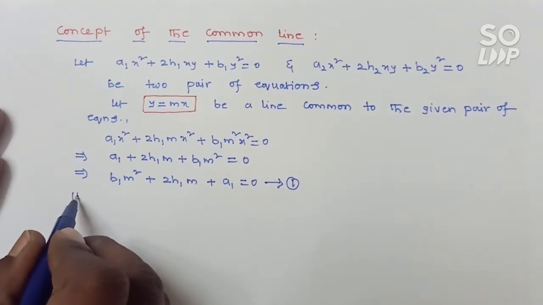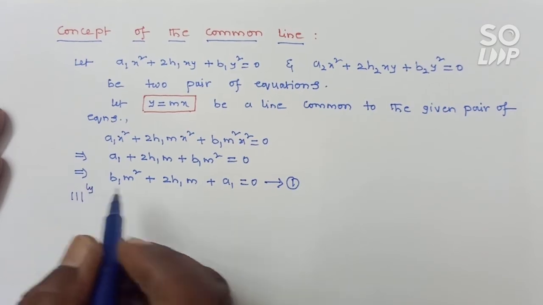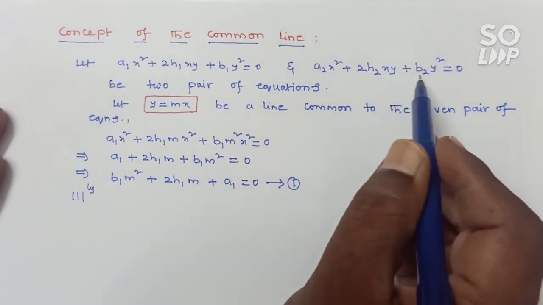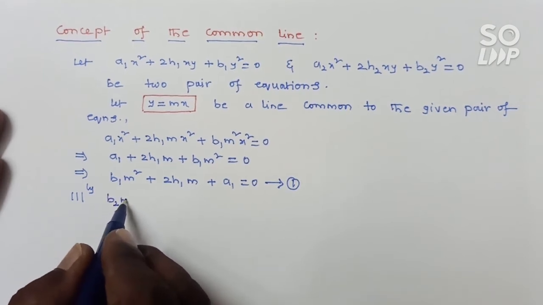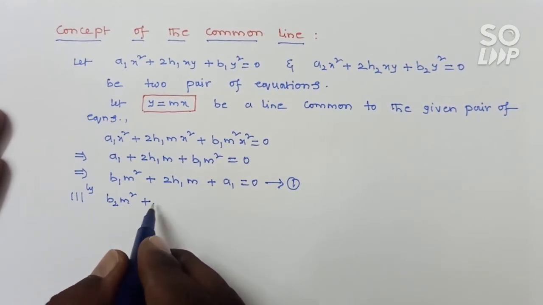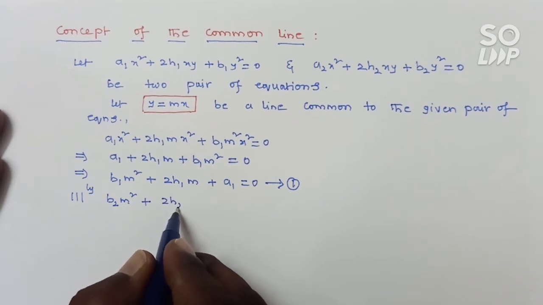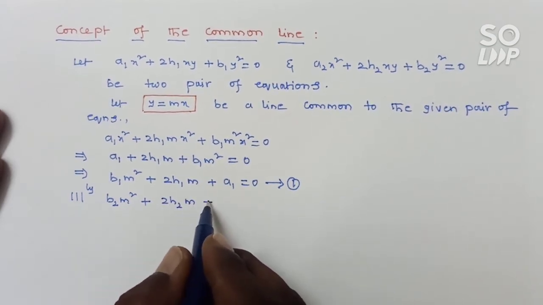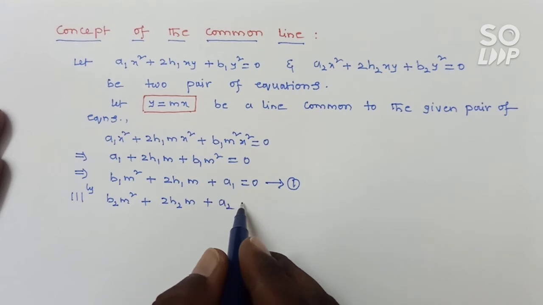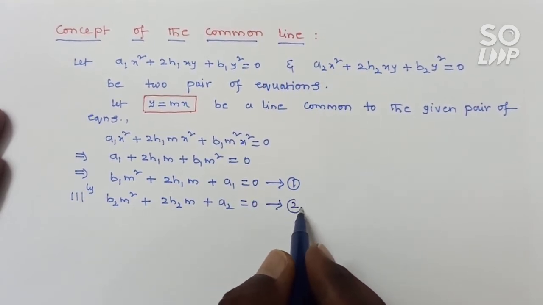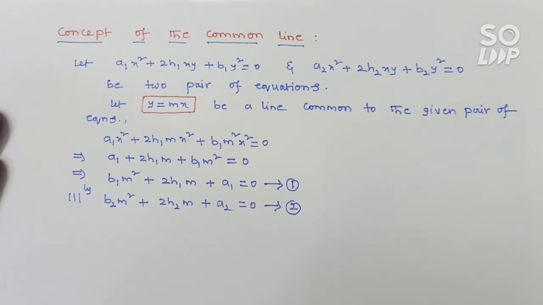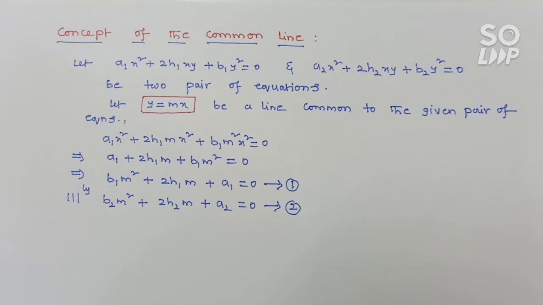Similarly, from the second pair of equations, you can write that b2 m square plus 2h2 m plus a2 is equal to 0. Let it be this one as the second equation. Now actually both equations are in the form of a quadratic in variable m.